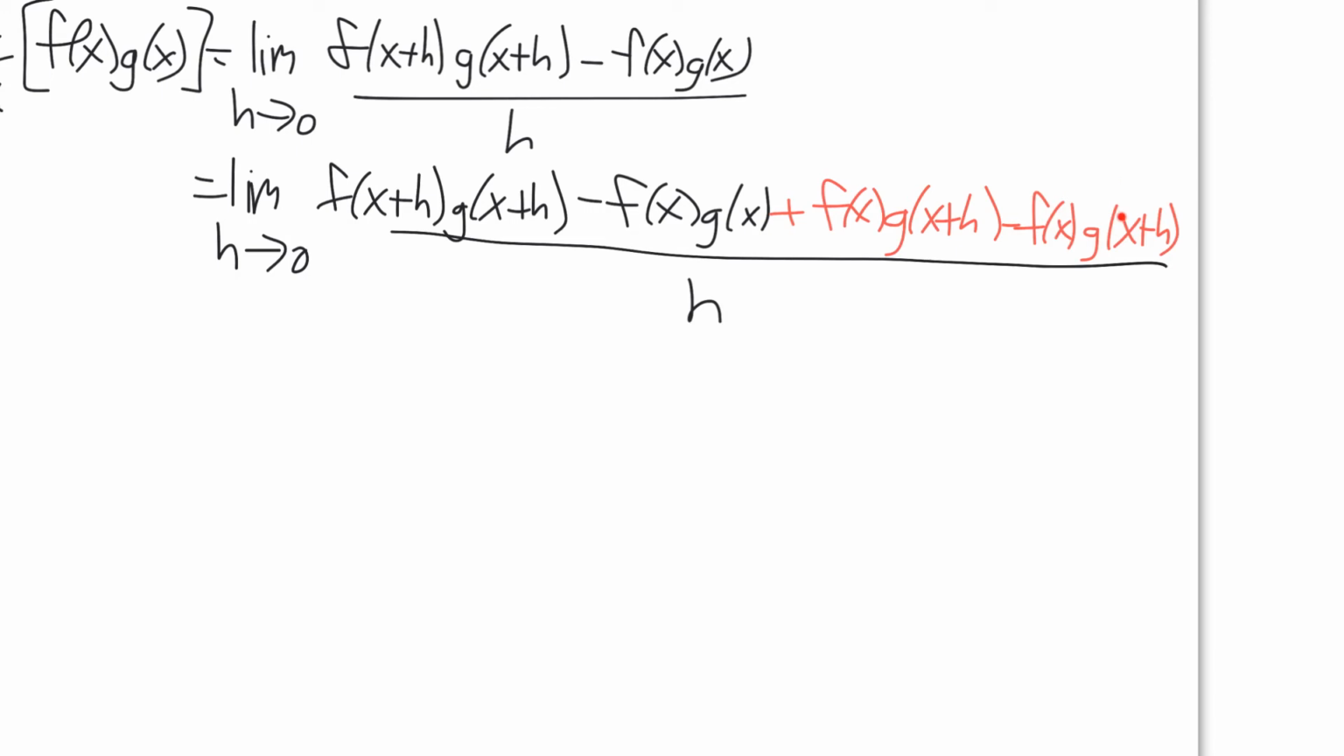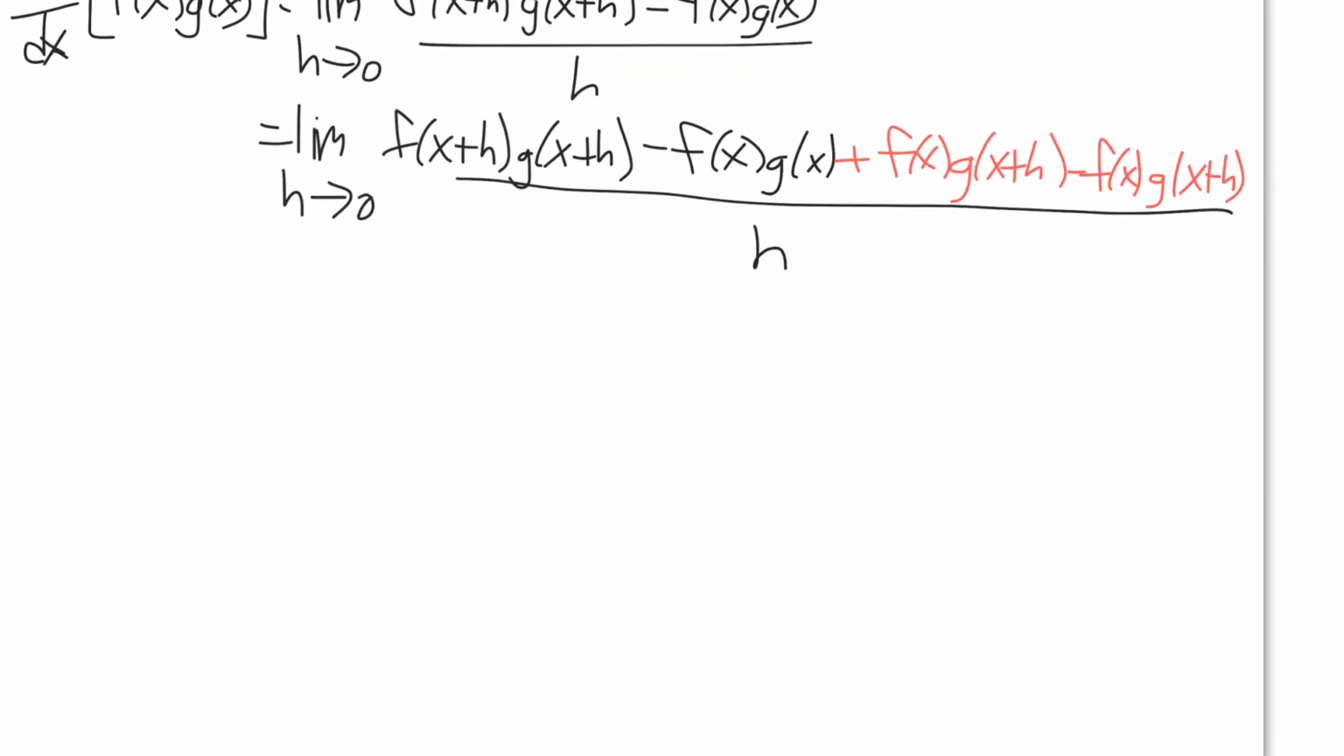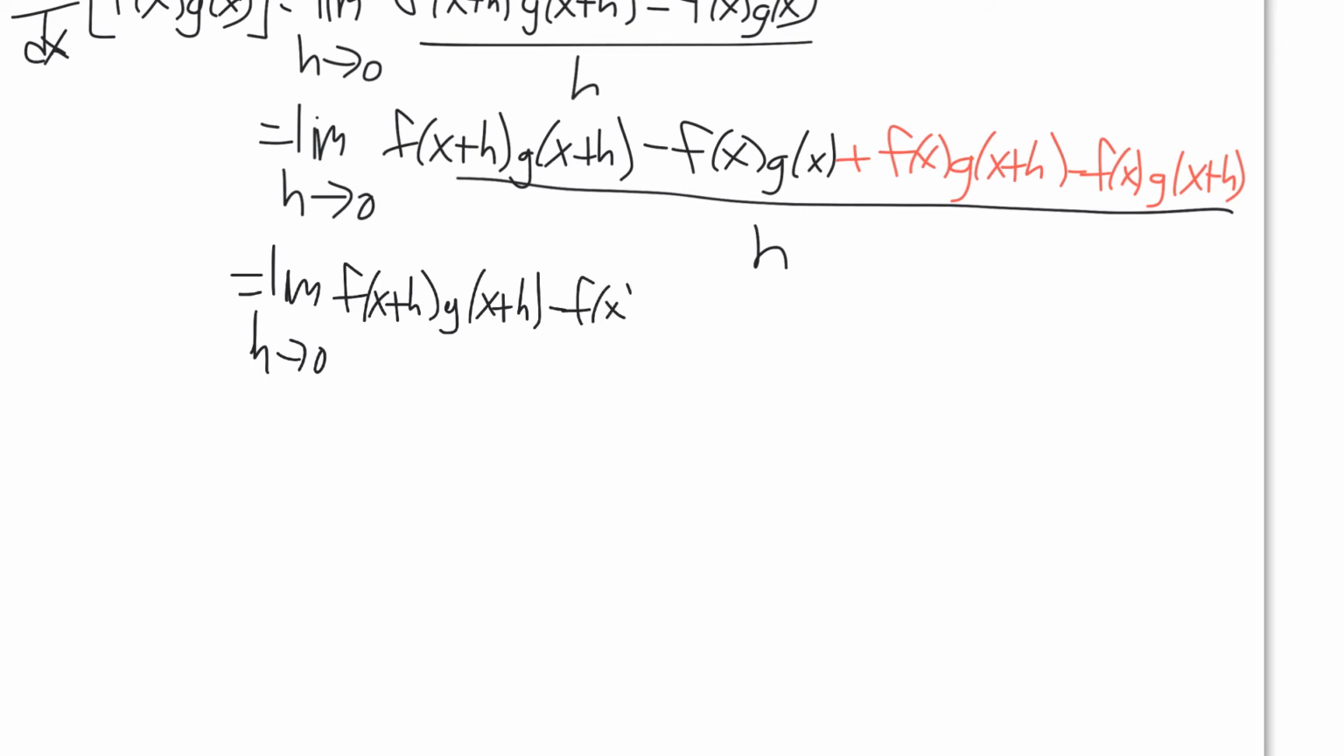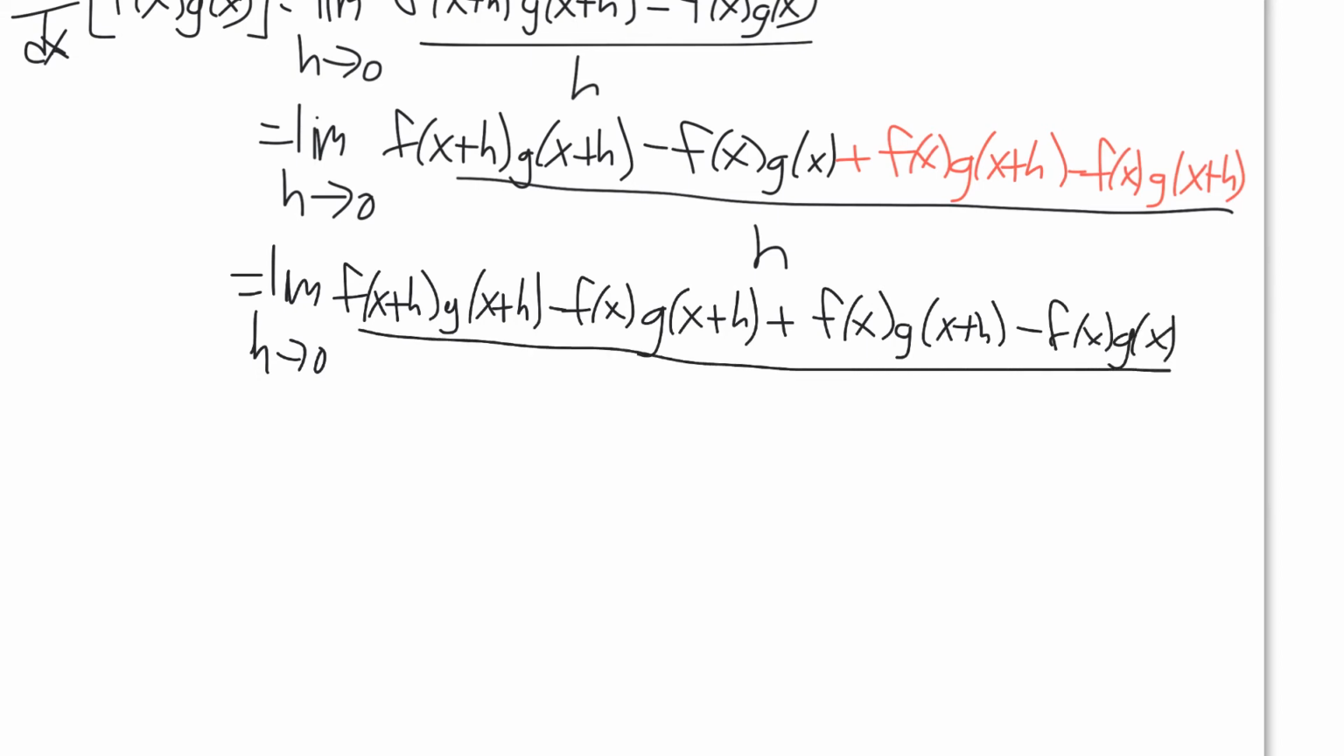So let's go ahead and take this term and write it next to the first term. So we'll have the following. The limit as h approaches 0 of f(x + h) g(x + h) minus f(x) g(x + h), plus, I'm just going to rewrite those other terms in the middle in reverse order, so plus f(x) g(x + h) minus f(x) g(x), all over h.